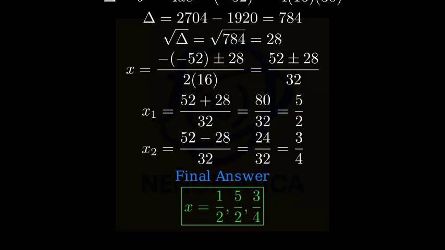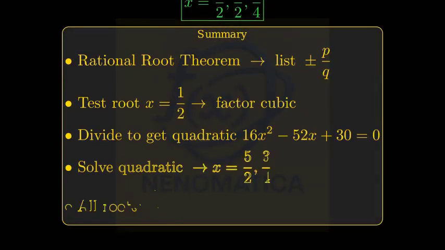Let's summarize what we've learned. We used the rational root theorem to list possible rational roots in the form p over q. We then tested the simple fraction 1/2 and found it was a root. Next, we factored out x minus 1/2 and got a quadratic equation. By solving that quadratic, we found the additional roots 5/2 and 3/4.